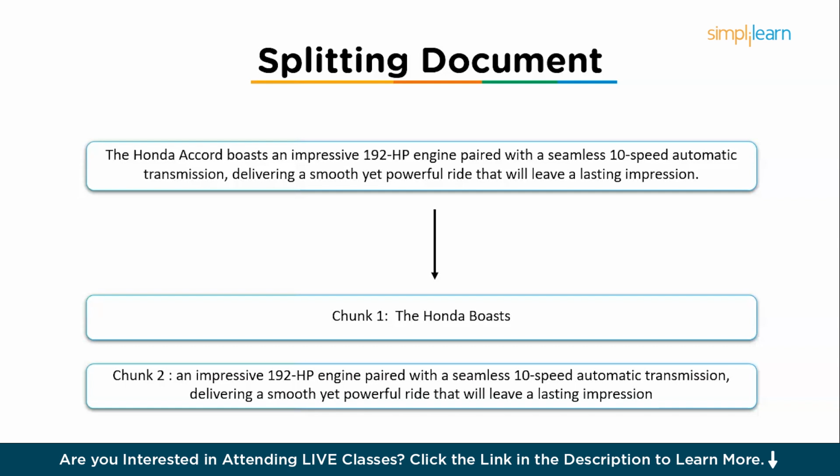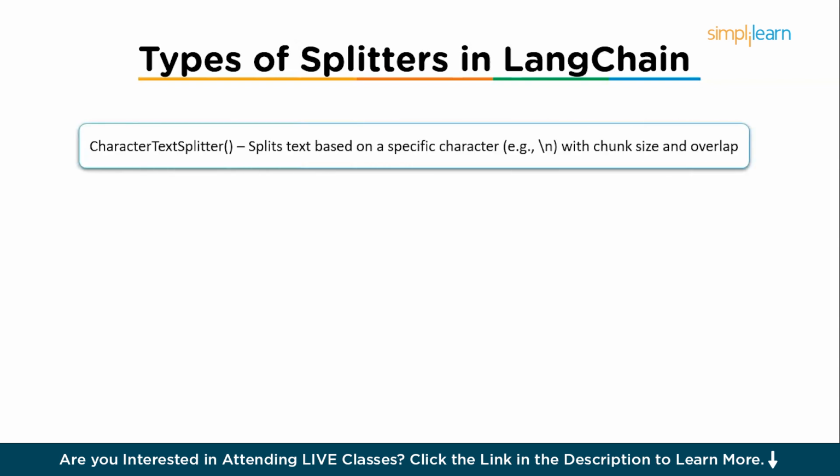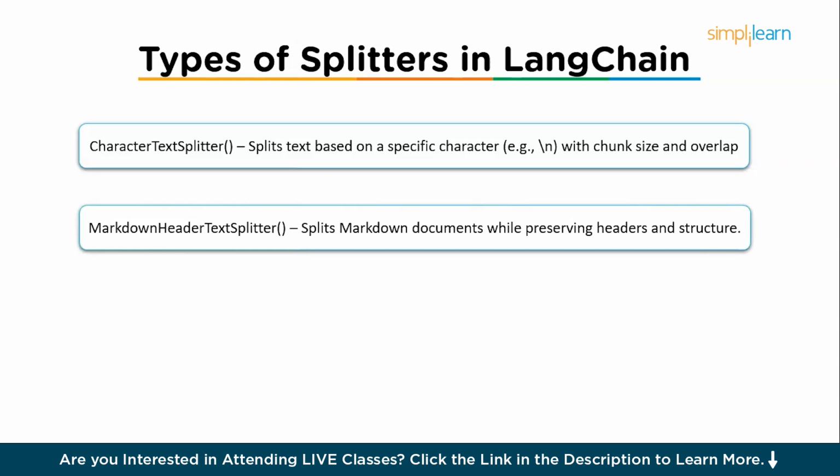The basis of all text splitters in LangChain involves splitting into chunks of some chunk size, with some chunk overlap also. There are various types of splitters in LangChain. The first one is the character text splitter. It splits the text based on a specific character, for example \n, with a chunk size and overlap. Then we have the markdown header text splitter. It splits markdown documents while preserving the headers and structure.